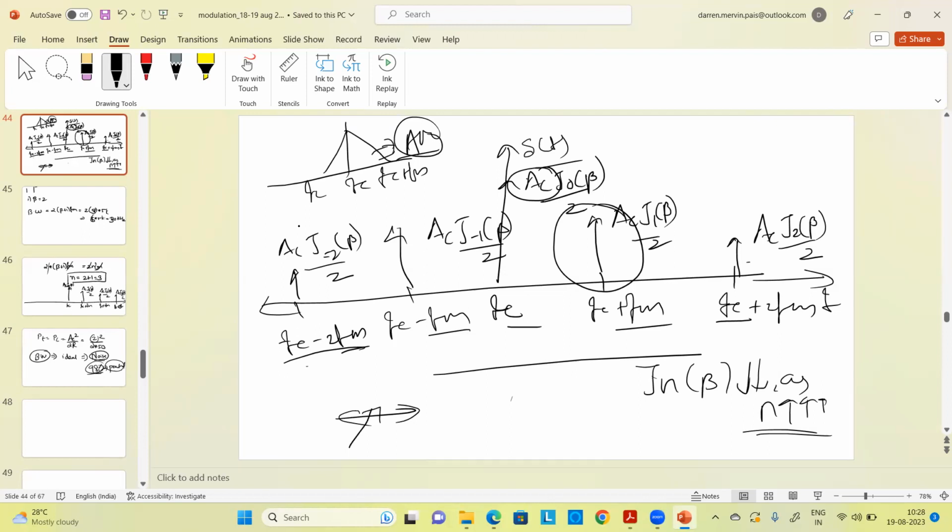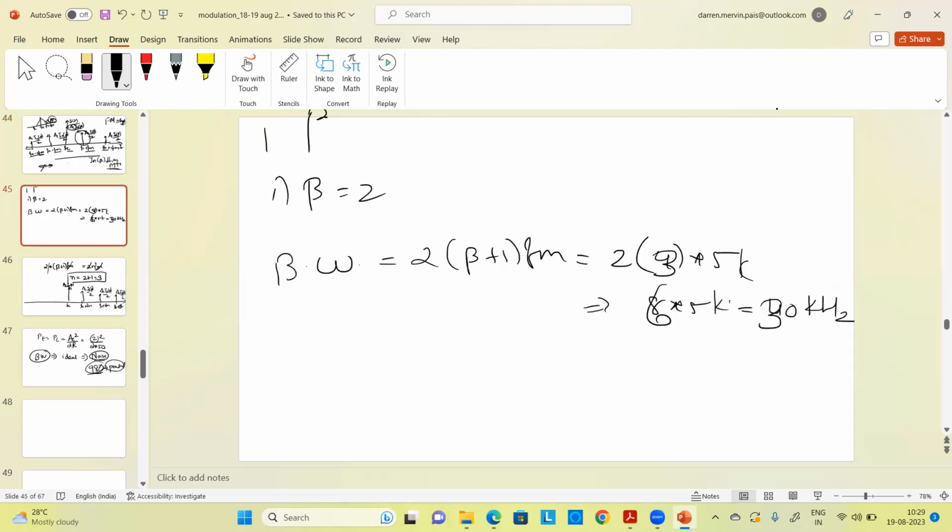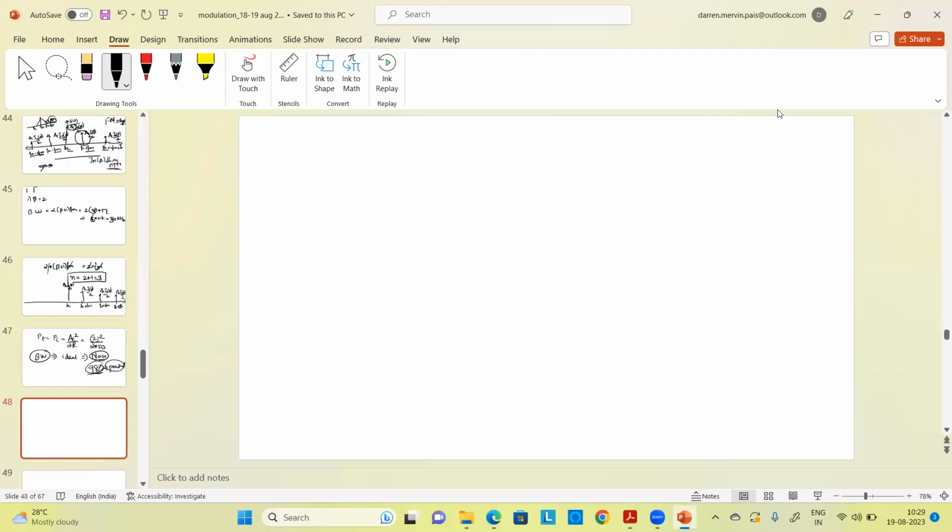That is the reason we always indicate FM in terms of impulse signal. Okay, understood. Now the next part, we will solve for beta equal to 0.1.